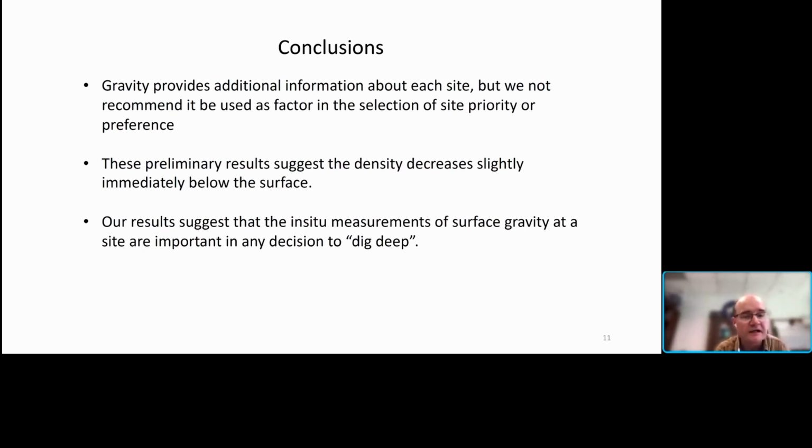So what we mainly want to highlight here is that gravity shouldn't be overlooked. The GRAIL results are there. They're really good at the South Pole, and they can tell us a lot about the subsurface structure at the South Pole. Thank you for your attention.